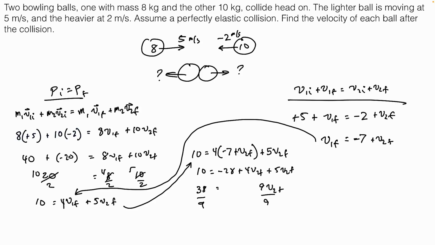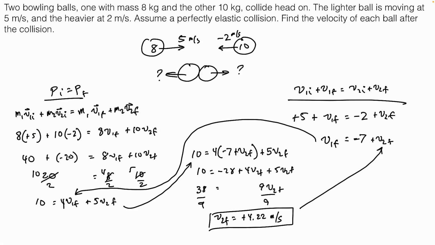4.22? Sweet. Positive 4.22 meters per second. What does that mean? What's the positive sign mean? It means this one bounced off, didn't it? V2 is going the other way. All right. How do I find V1?